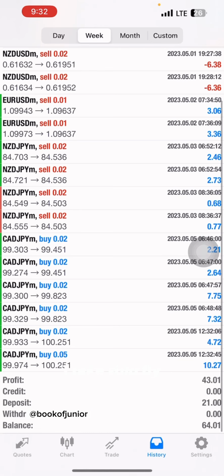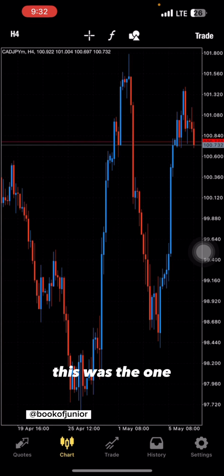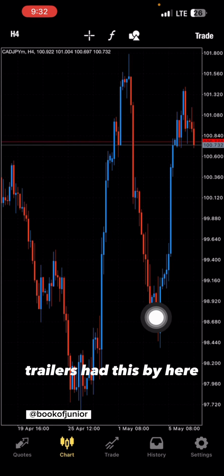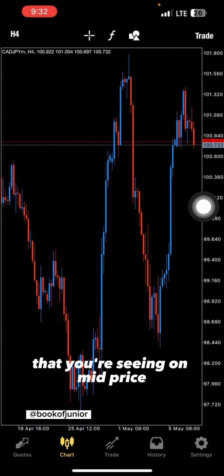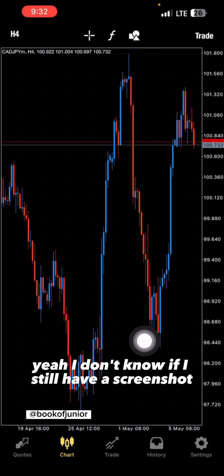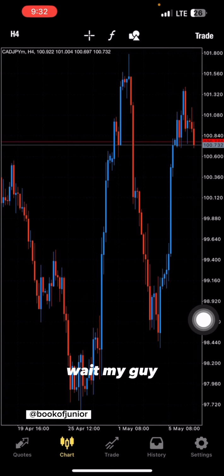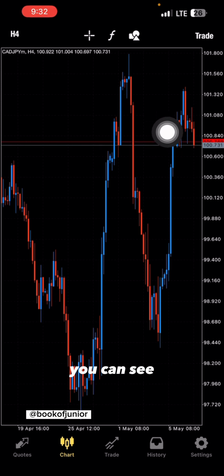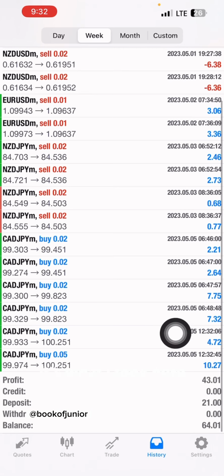Did I take sells or buys? Yeah, this was the one. This is the buy that I took, traders. This buy here that you're seeing, and then price shot up with momentum. You can see I took it at a reversal point here. I don't know if I still have a screenshot. I don't want to go into my gallery, but I took a buy, a long one. You can see it's what I took here.